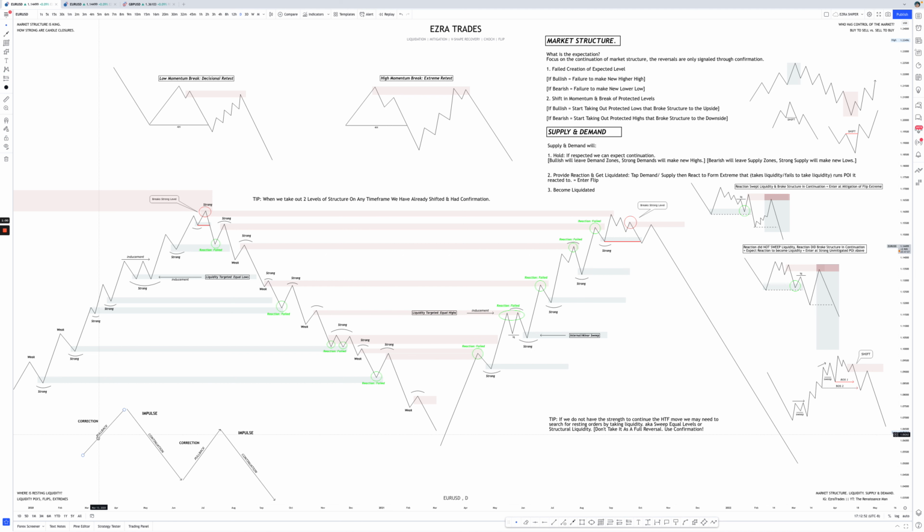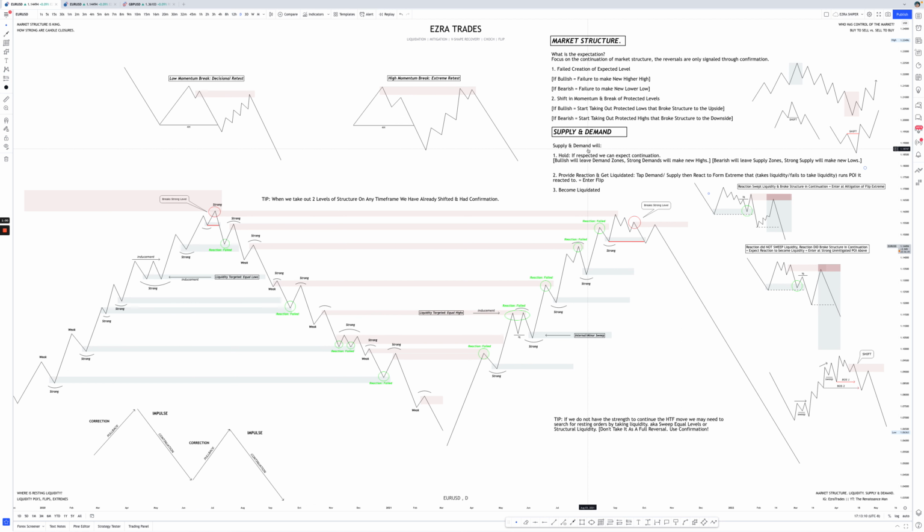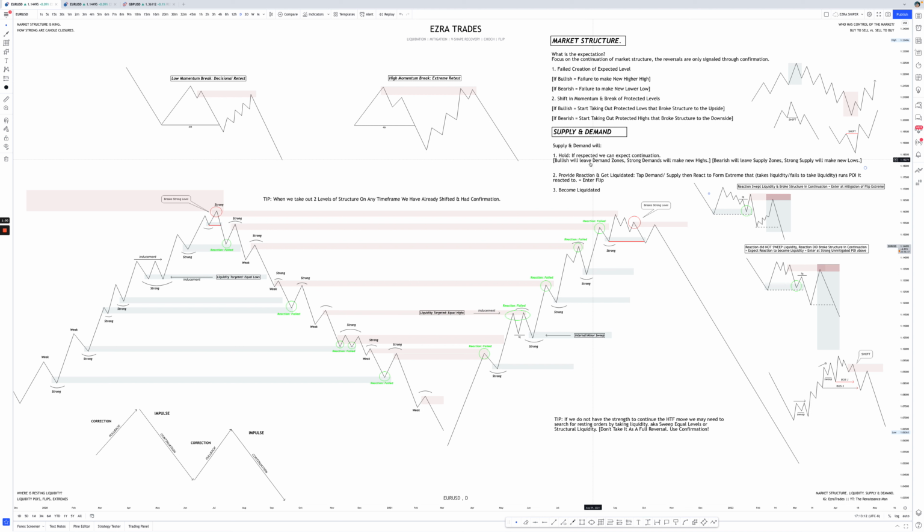Follow corrective pullback and impulse continuation. When we get the impulsive continuation that breaks structure, pay attention. Is it low momentum or high momentum? If it's high momentum, we'll probably come back to the extreme. If it's low momentum, we'll probably come back to the decisional, right? Pay attention to supply and demand. How is price reacting to supply and demand? It's either going to hold, provide a reaction, and then get liquidated, or immediately become liquidated.